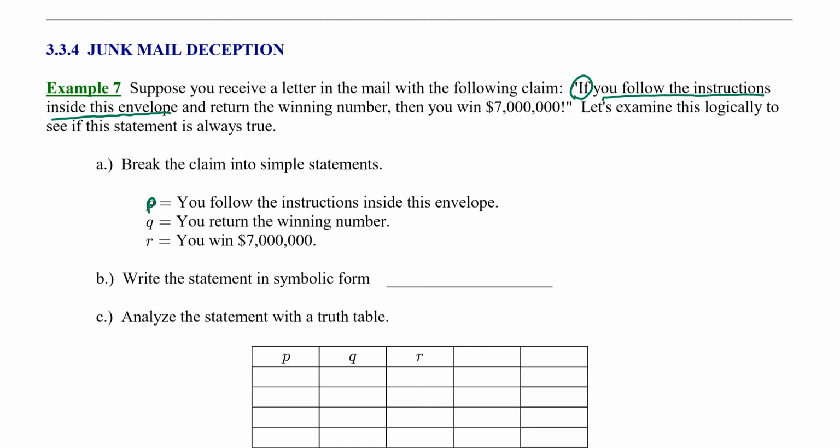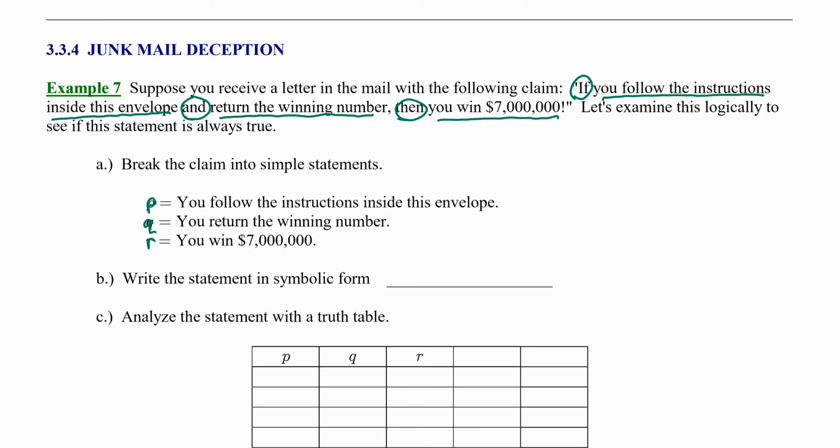We'll define that as P. Next, we have a connective and you return the winning number. We can define that as statement Q. Then, here's the conclusion of the conditional. You win $7 million, and we will call that statement R. Let's convert this to symbolic form. So here's the point where we go from the English language into a mathematical or algebraic form.